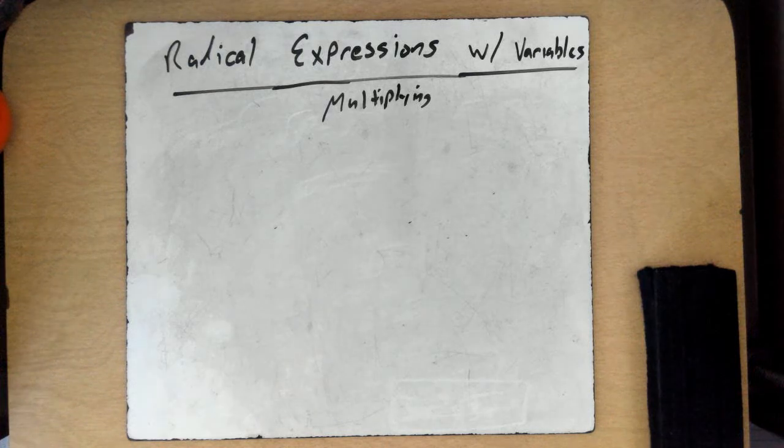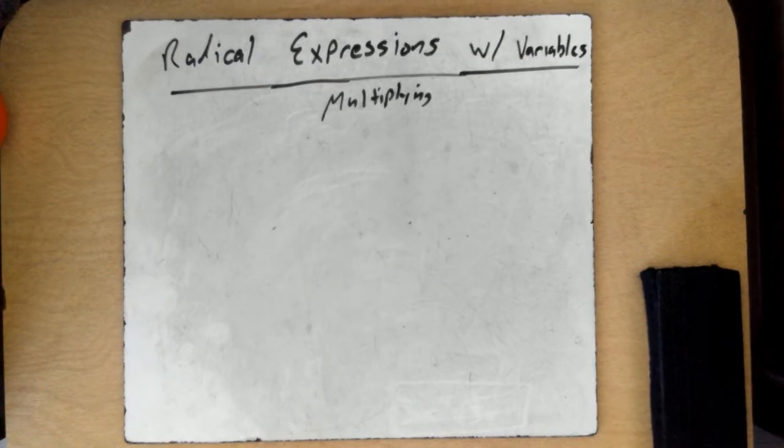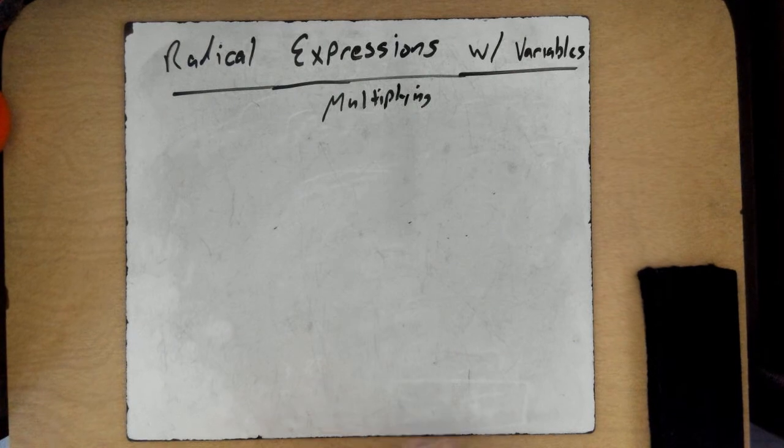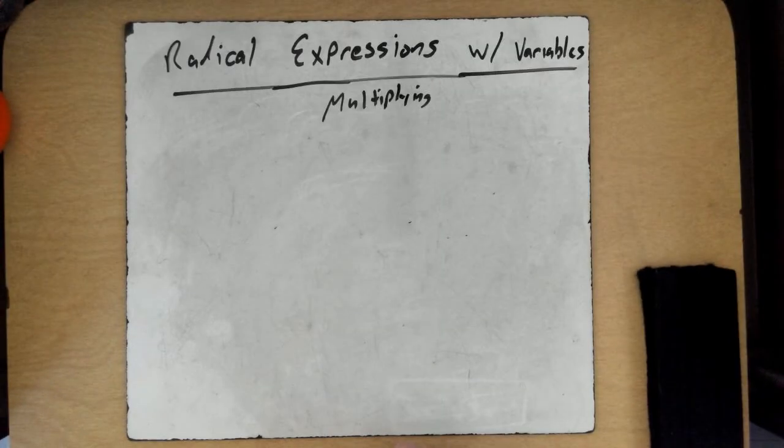Our next topic is radical expressions with variables, but multiplying them. So this is our third little kind of topic within this. We started off with taking numbers, breaking them down into two numbers that can be multiplied and squared, and then we added letters to it, and now we're going to multiply those together.